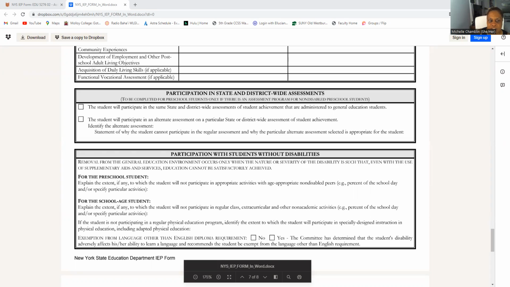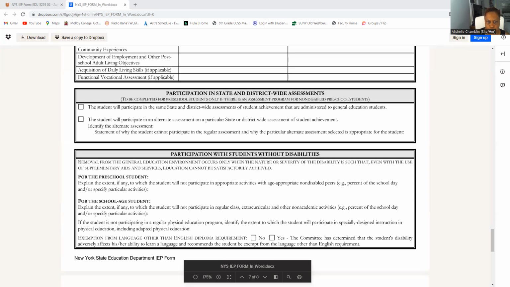And so here's another example. As we go further, when we look at the special factors, so does she need strategies, including behavioral support? No. So Nikki does not need any behavior intervention plans or behavioral supports. She is not blind. She does not use Braille, and she does not need a communication device. So let's look at her annual goals.